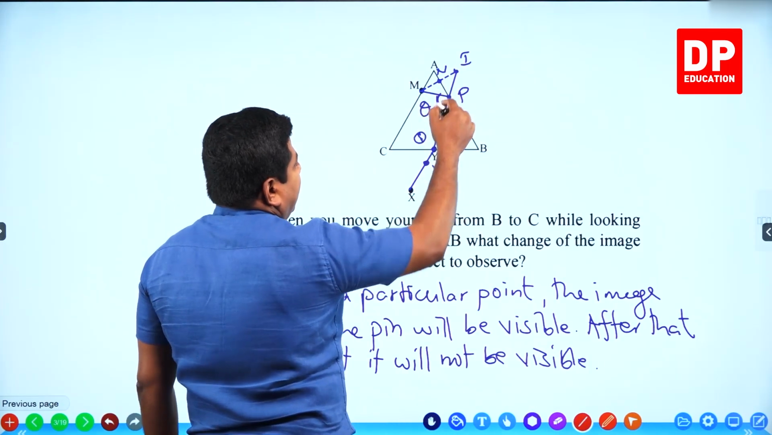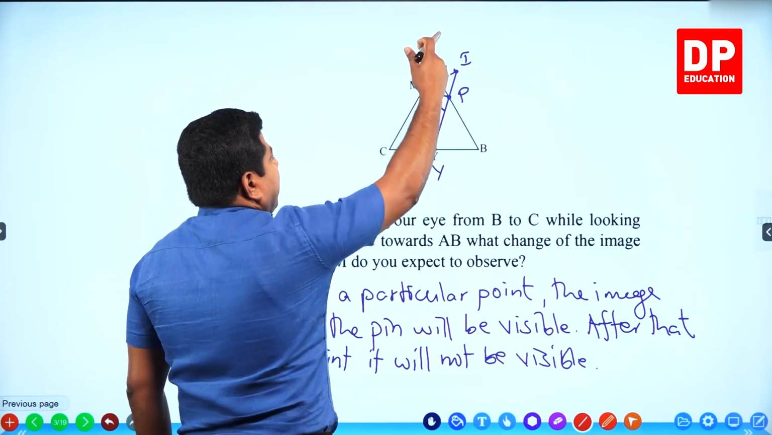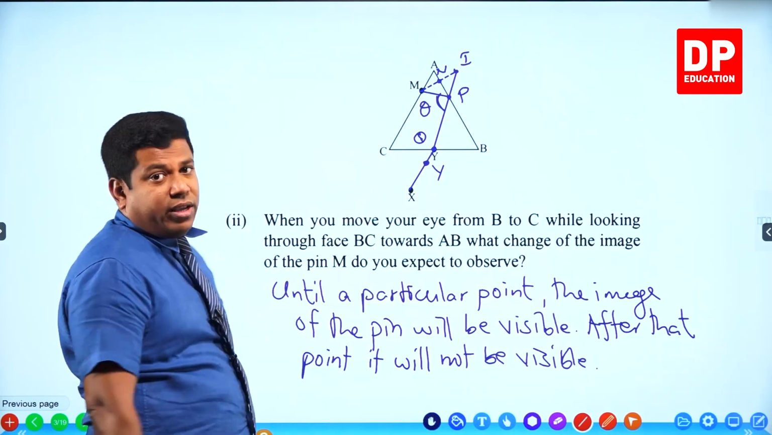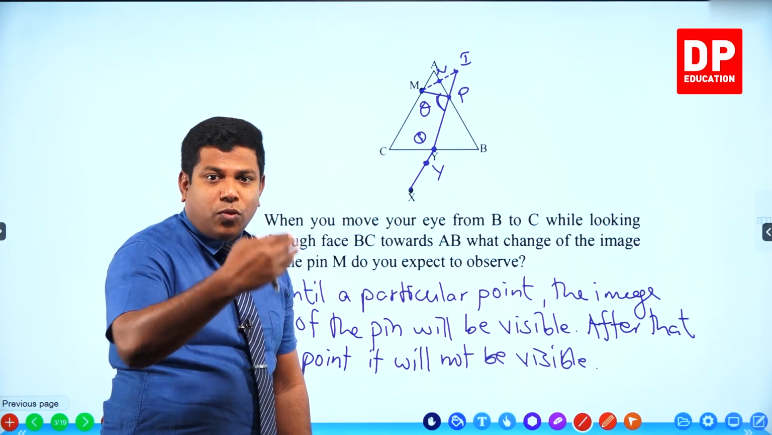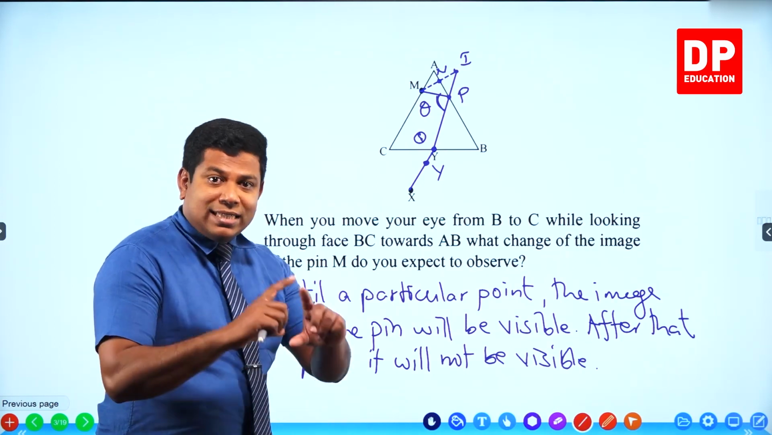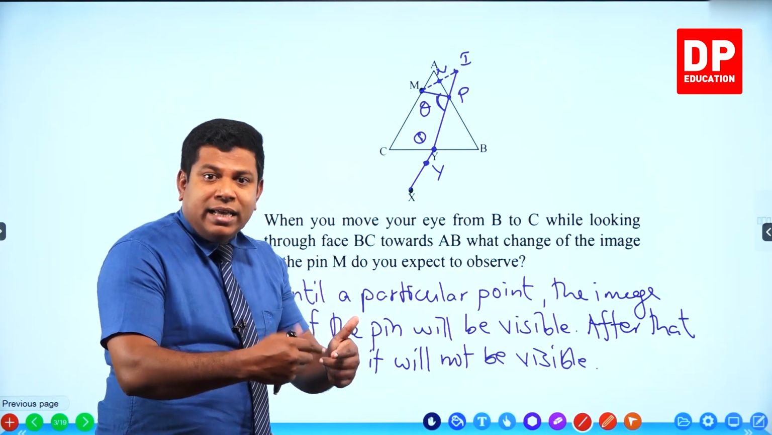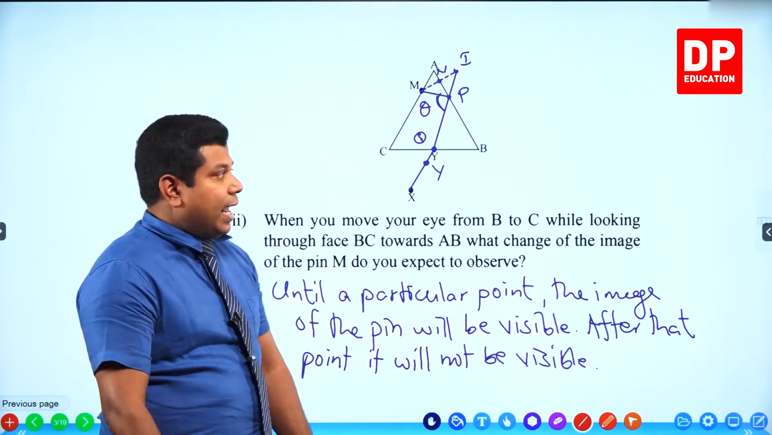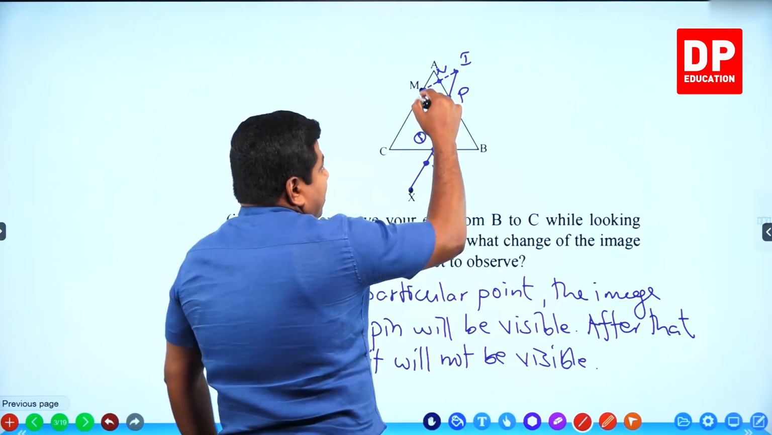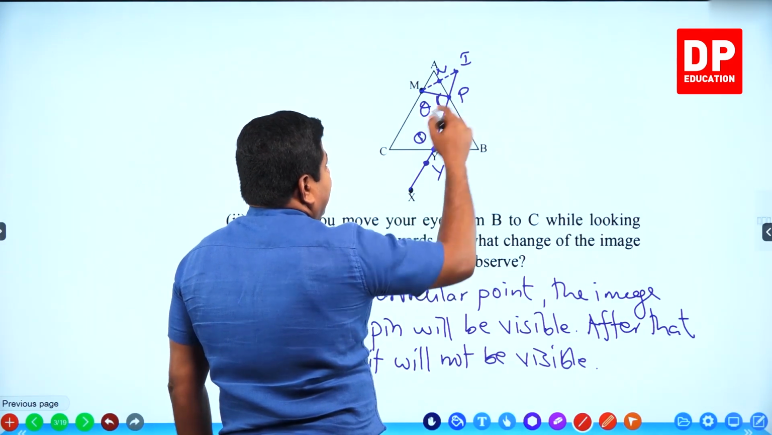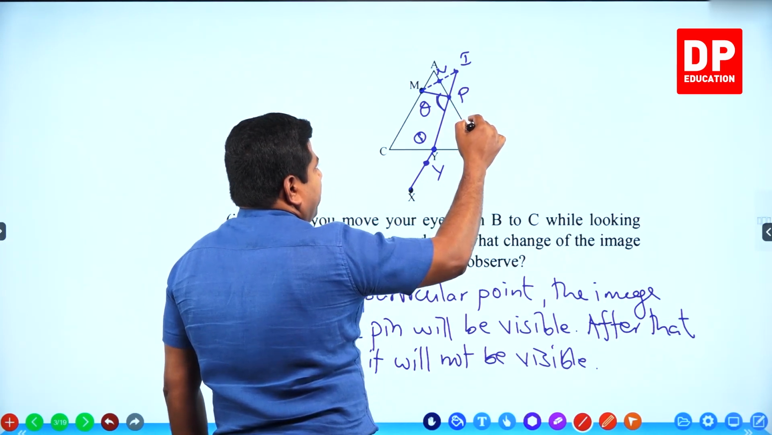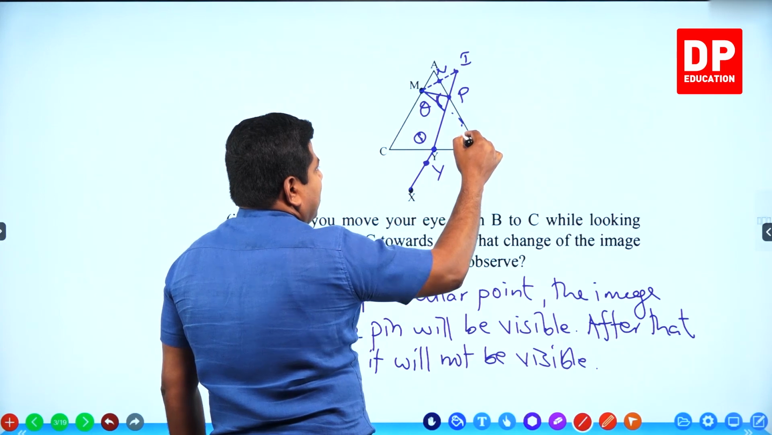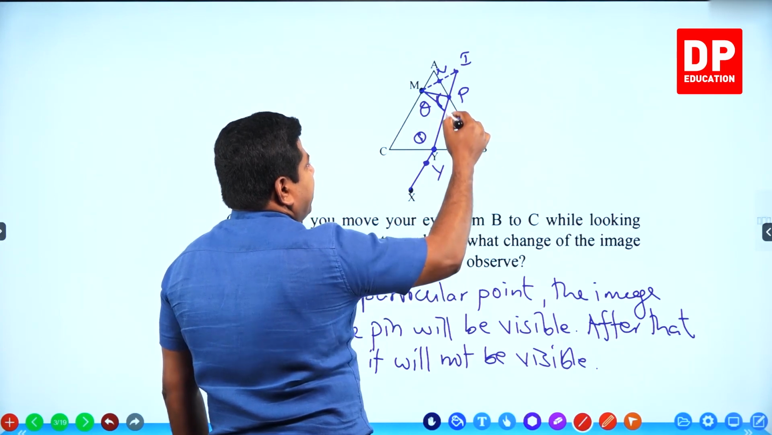This is where the critical angle is. But once you keep the layer of water there, the critical angle has to increase. Glass-water surface critical angle is higher than glass-air critical angle. Then the point P will get shifted here. It will further come down so that you get a bigger angle. Understand? The angle will be bigger.